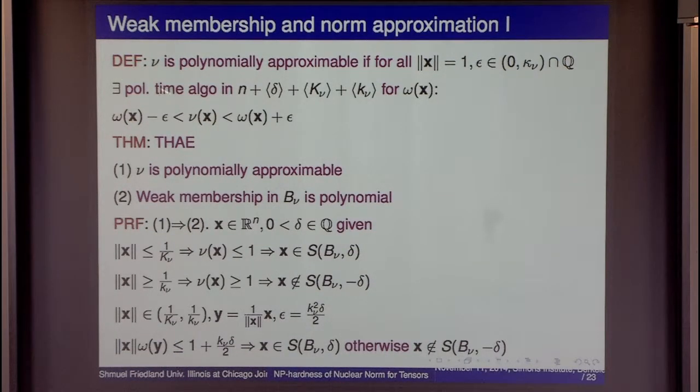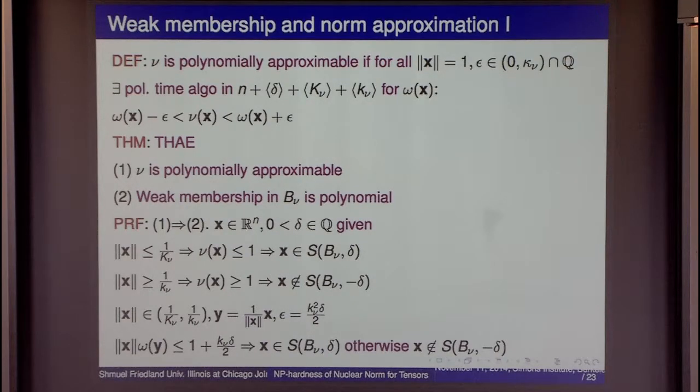Now the next thing is I want to say what it means for nu to be polynomially approximable. I fix the Euclidean norm 1, and I take an epsilon which is positive, in this interval, and it's rational. The definition: for any epsilon and x like that, there is a polynomial time algorithm in all these quantities for epsilon approximation of nu of x. Now I claim the following are equivalent: nu is polynomially approximable, and weak membership is polynomial.